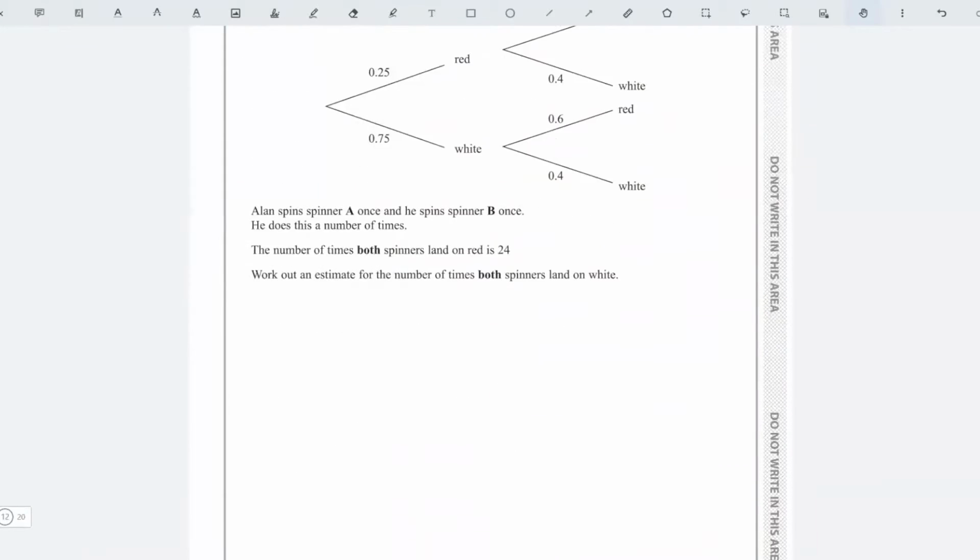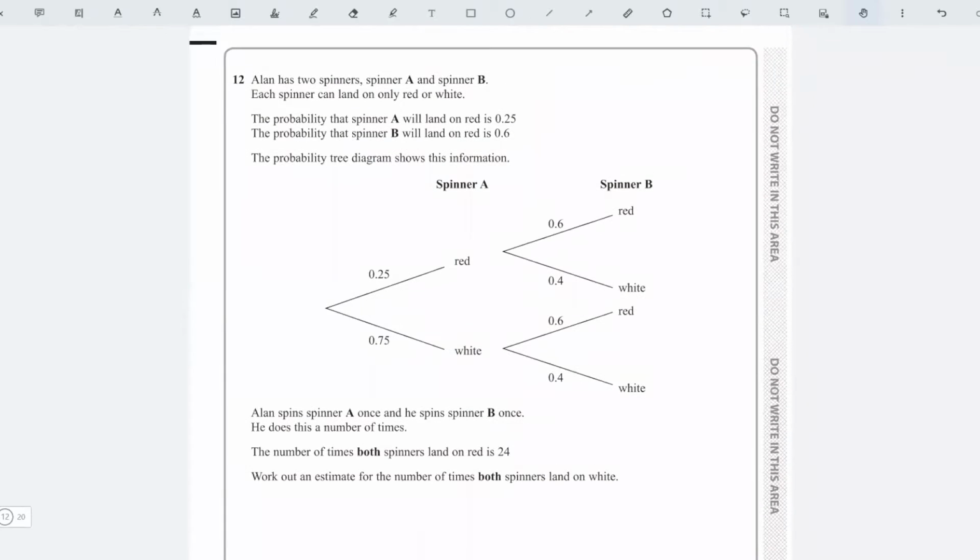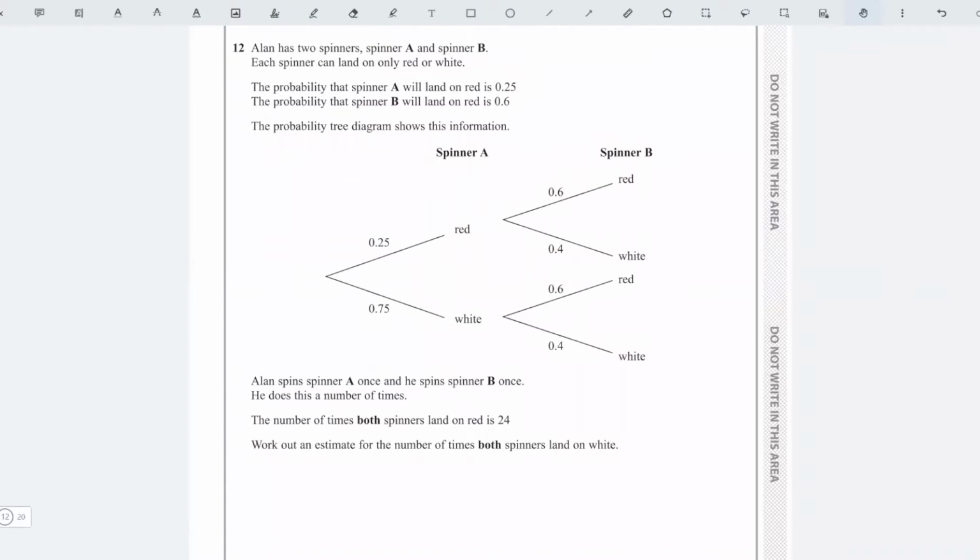The next question is a probability tree diagram worth 3 marks. So we've got Alan has 2 spinners, spinner A and B. Each spinner can land only on red and white. The probability that spinner A will land on red is 0.25 and that B lands on red is 0.6. Alan spins spinner A once and he spins spinner B once. He does this a number of times. The number of times both spinners land on red is 24. Work out an estimate for the number of times both spinners land on white.